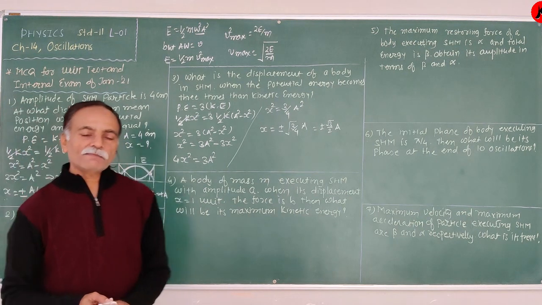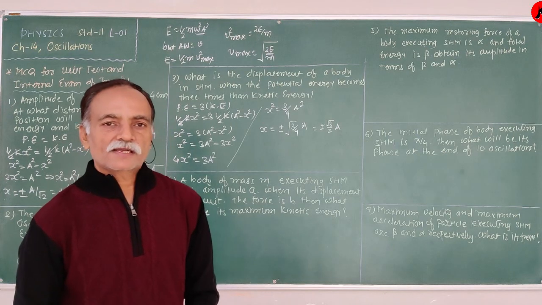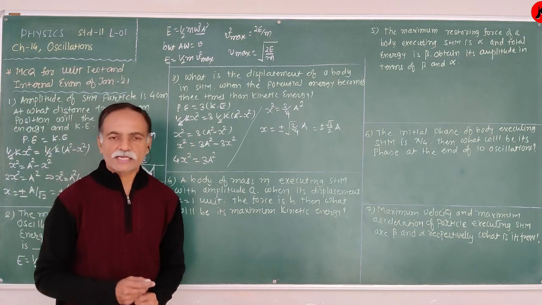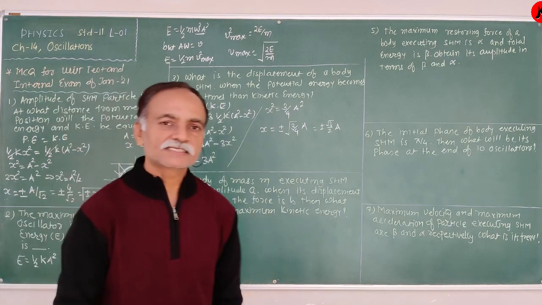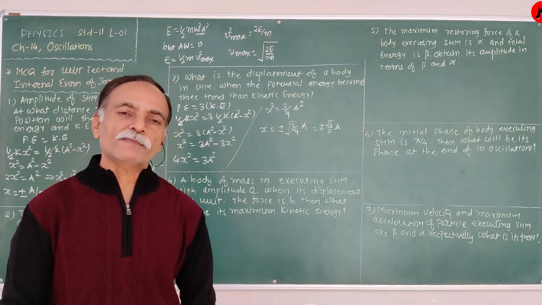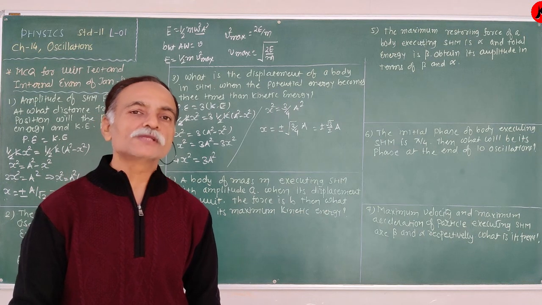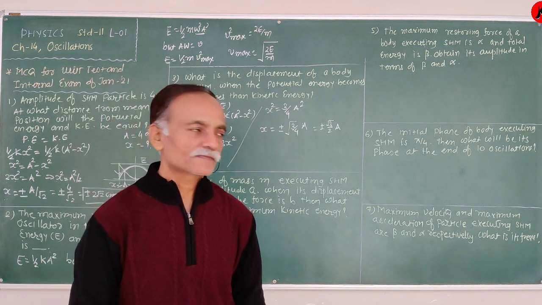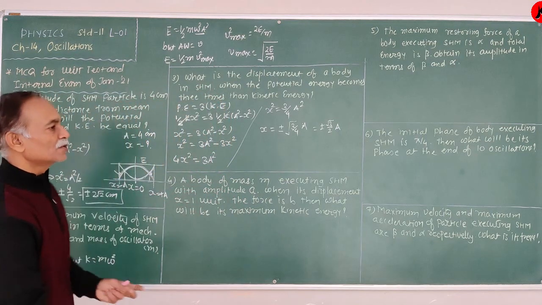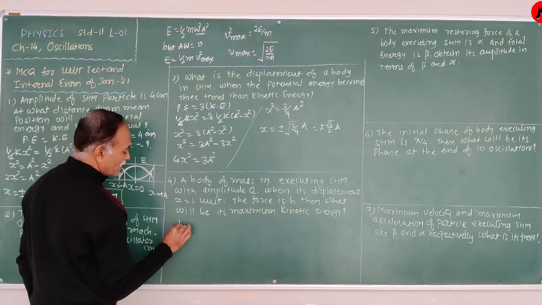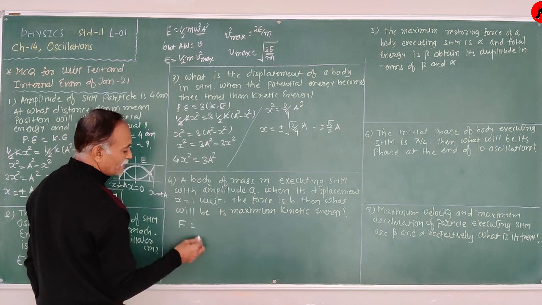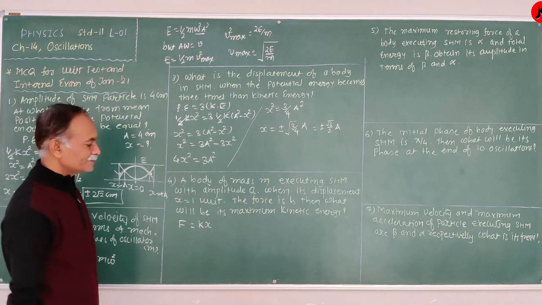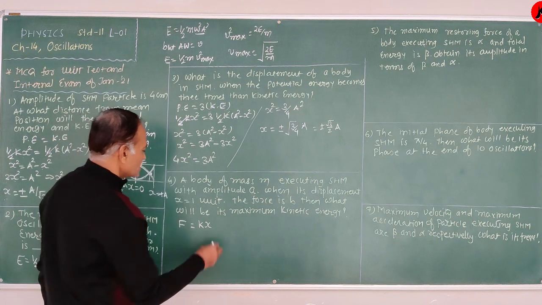So here the particle is performing simple harmonic motion. During simple harmonic motion, the restoring force acting on the particle is directly proportional to the displacement and in the opposite direction of the displacement. Therefore, F is equal to minus kx. Here we only consider the positive value, the magnitude. Therefore, F is equal to kx. This is the restoring force.